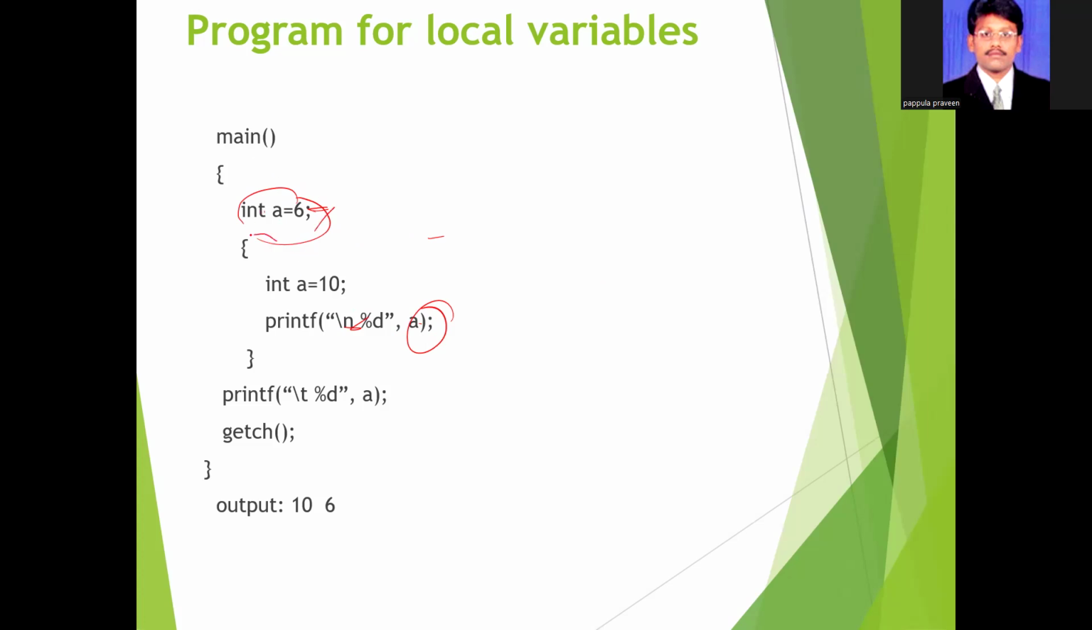But in this main, another block is there. In this block, the same variable is repeated. Observe, the same variable is repeated. So, which is the local variable in this block? 10 is the local variable. And what is the output of variable A outside? 6. So the output is 10, comma 6. Here it will display 10, and here it will display 6. That is called the local variable.